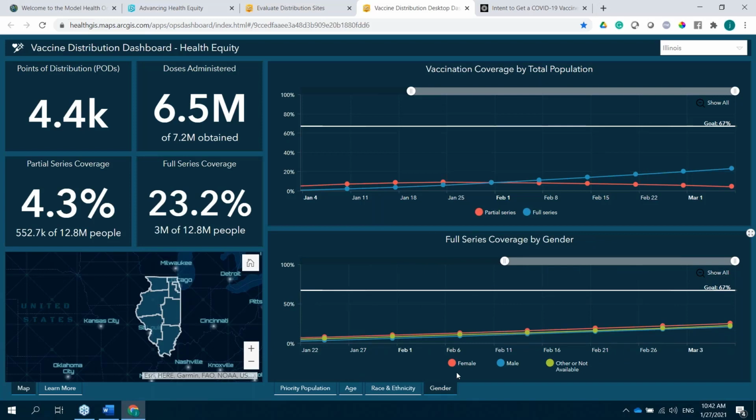In summary, ArcGIS provides you with workflows that can allow health organizations to implement an equitable and speedy vaccine distribution.